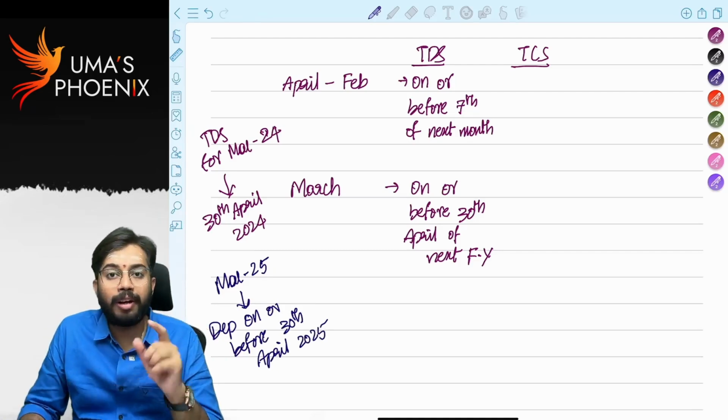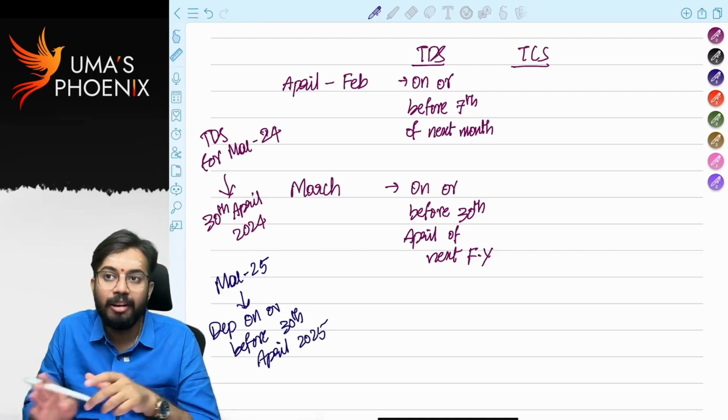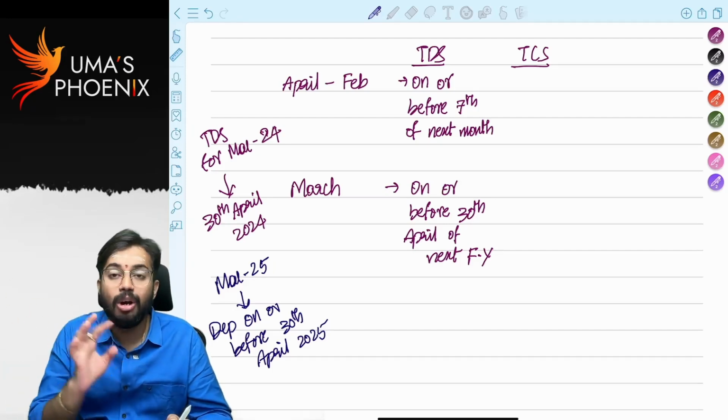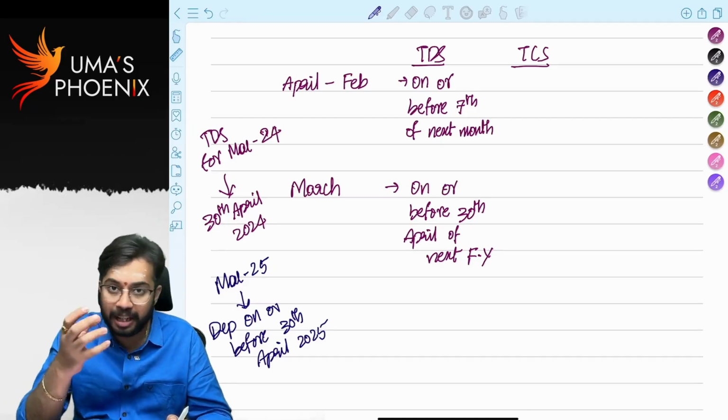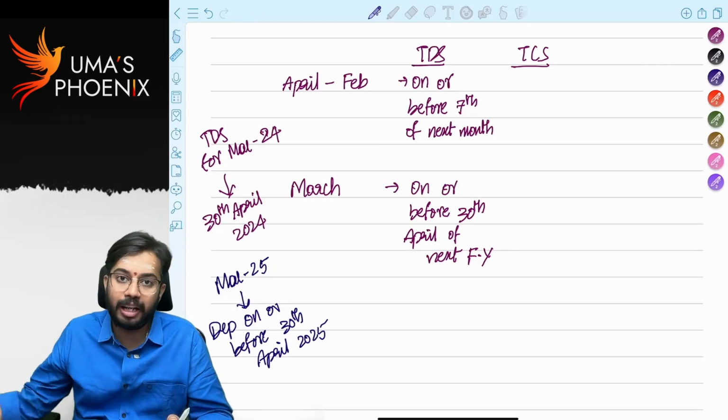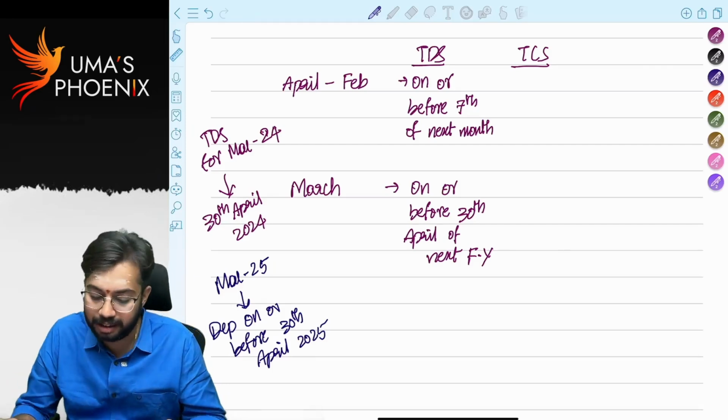So only for the last month is there relaxation. For all remaining months, TDS is to be deposited before the 7th of the next month. Only in the month of March, if TDS is deducted, that should be deposited before 30th April of the next financial year. Is it clear? Next, TCS.